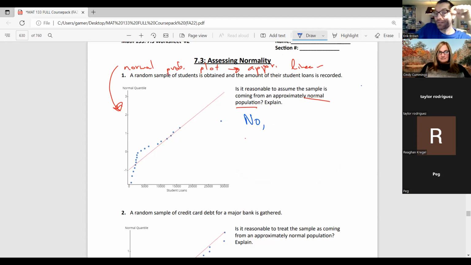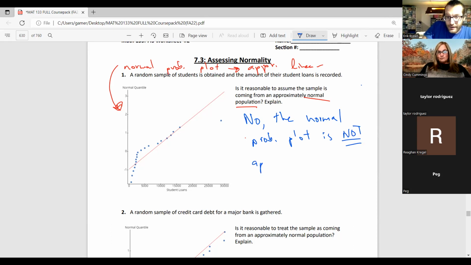And I'm looking for this specific language. I want you to write, in fact, maybe just put this in your reference sheet. I want you to identify the type of graph. And that is the normal probability plot. That's the type of graph. In other words, you're telling me you recognize this is not a scatter plot of two variables. It's not a residual plot. It's actually the normal probability plot. And then you know how to read it. No, the normal probability plot is not, that's the thing we're looking for, approximately linear.